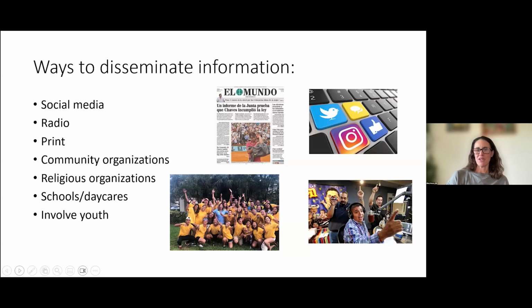Community organizations, you guys mentioned religious organizations, schools and daycares, and then obviously we believe in involving youth, as oftentimes youth, especially in non-English speaking families, are the voice for their family. They might be the folks that are the most fluent in English, and they might be the ones who are bringing information to and from the household.